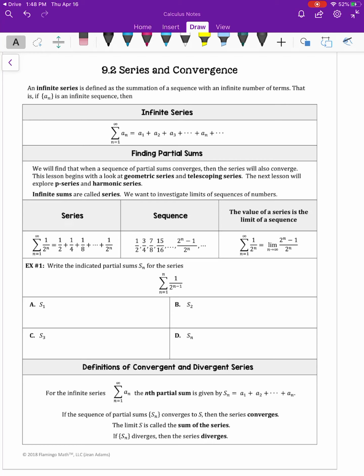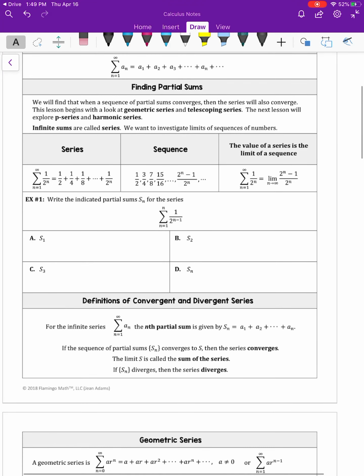So a series is the summation of a sequence, because we talk about sequences and series together quite often. But the series would be the summation of a sequence. So we will find that when a sequence of partial sums converges, then the series will also converge. This lesson begins with a look at geometric series and telescoping series. The next lesson will explore p-series and harmonic series.